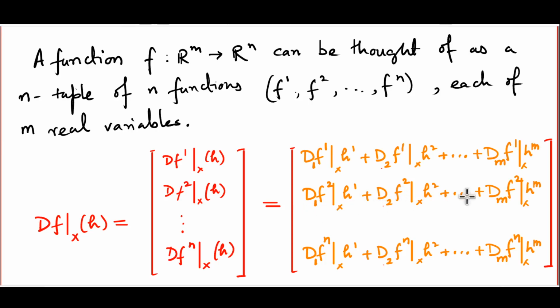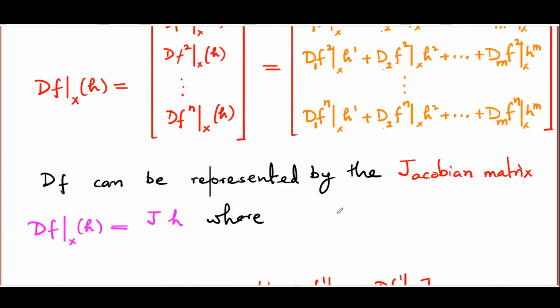And there is a similar such line for each and every one of the dfi's. This of course means that I can write the action of df at x on h as the action of a matrix acting on a column vector with elements h1, h2, h3 down to hm. In other words, df, the linear operation, can be represented by a matrix. And this is a very, very familiar matrix to all of us.